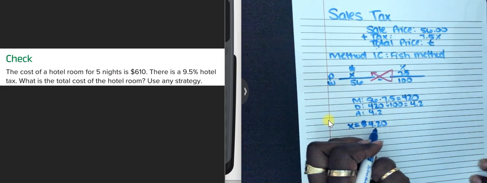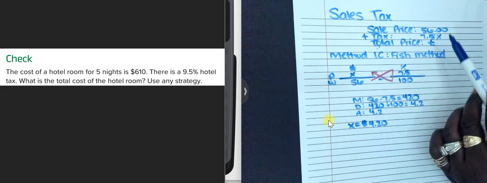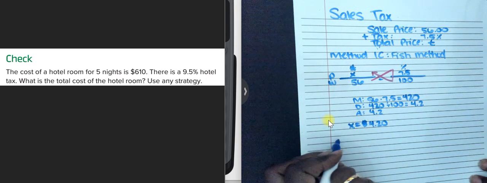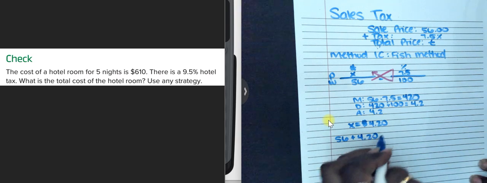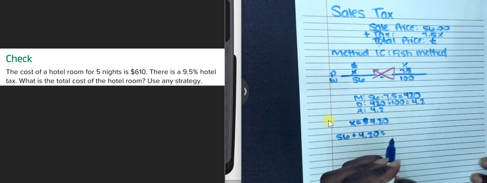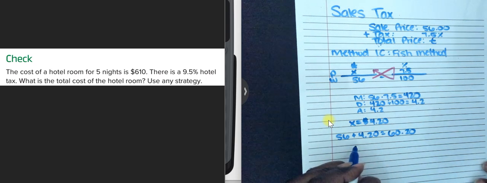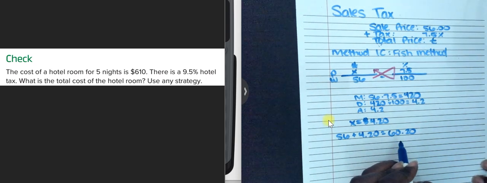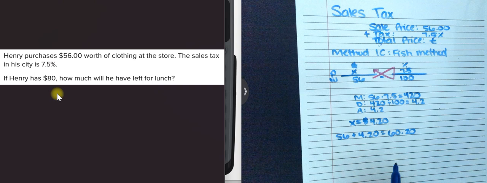All right. And then now what we need to do is add that to the total price, right? Or the sale price. So the sale price was 56 plus the $4.20. That gives me $60.20. And so now that we have that, we know that we're paying a total of $60.20. But the question that they're asking us is, how do we get back to this problem? The question that they're asking us is, how much will he have left for lunch? Okay, if he has $80.